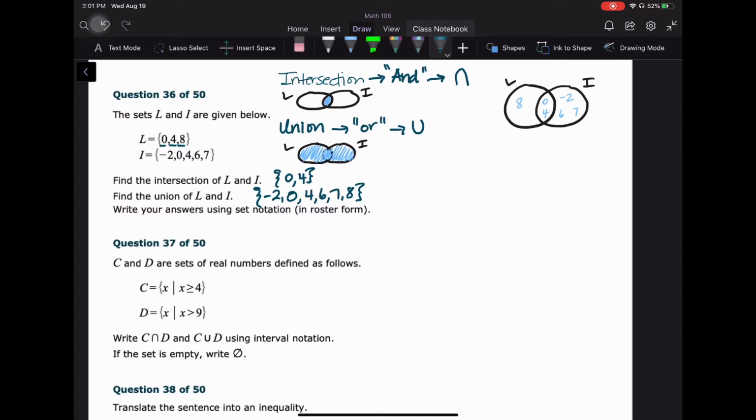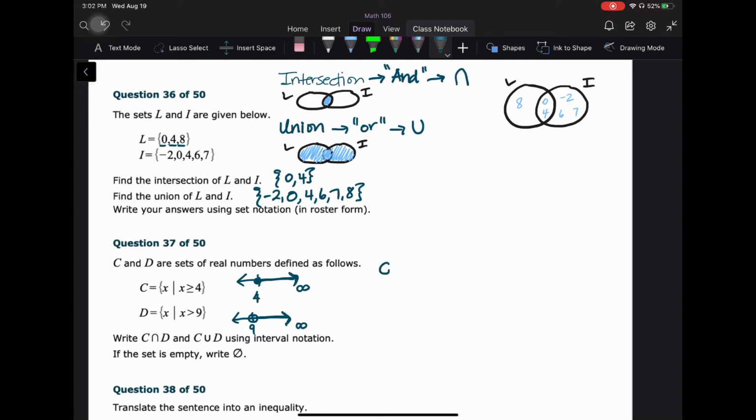Now, we're going to use that notation again with the upside down U and the right side up U for the next question, 37. C and D are sets of real numbers. Real numbers are natural numbers, integers, fractions, everything that's included. So on a number line, set C would be from the number 4 all the way to positive infinity. Those would be the numbers that are included. For the next one, set D, that would be at the number 9, everything greater than the number 9 to infinity.